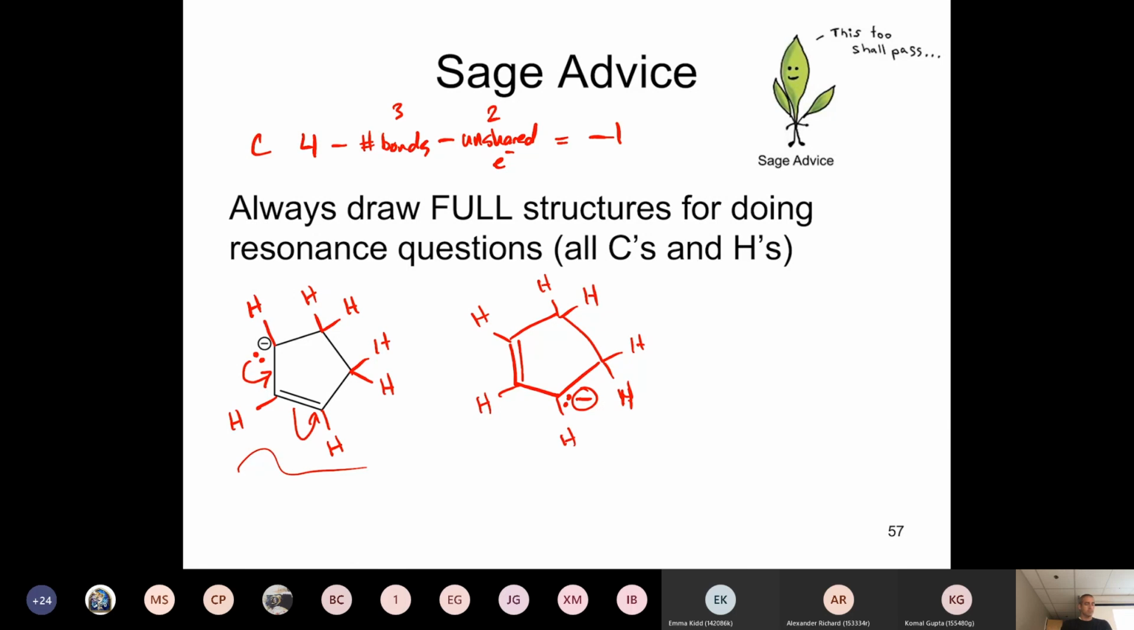Cool. Why do we do that? Well, it looks the same. We just kind of moved it. It's because the real structure, the true structure, doesn't have a negative charge on that one carbon. It's split over 2 carbons.